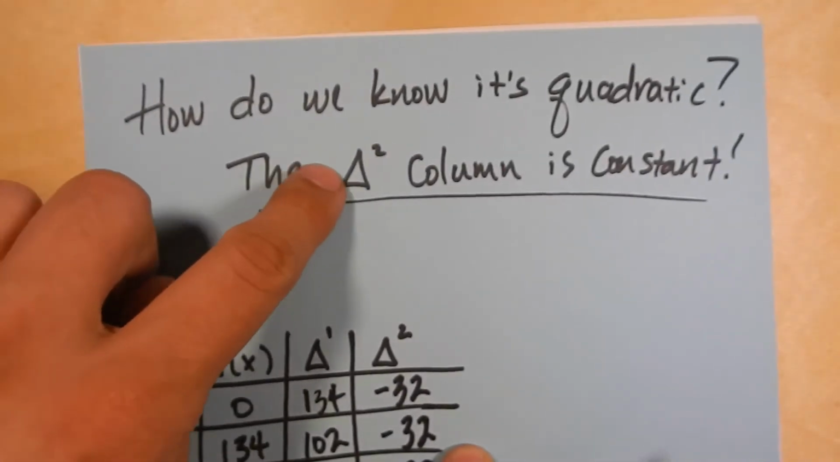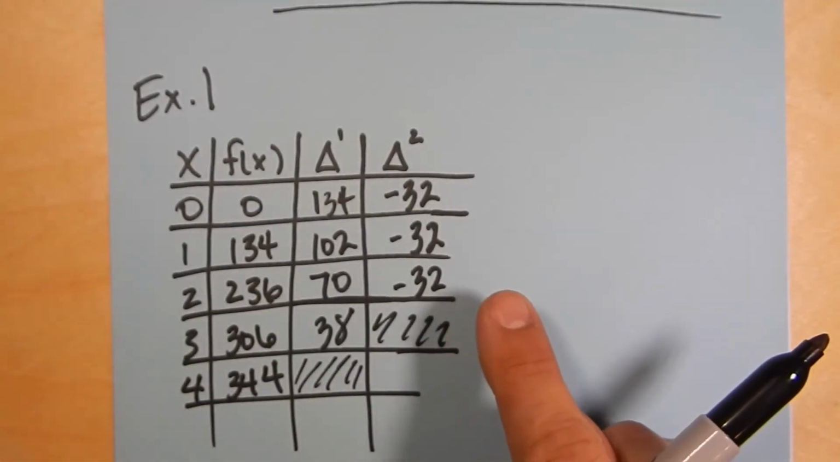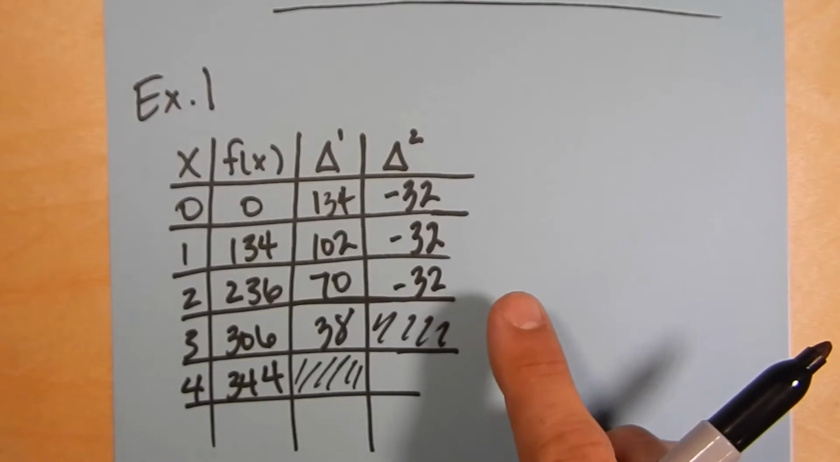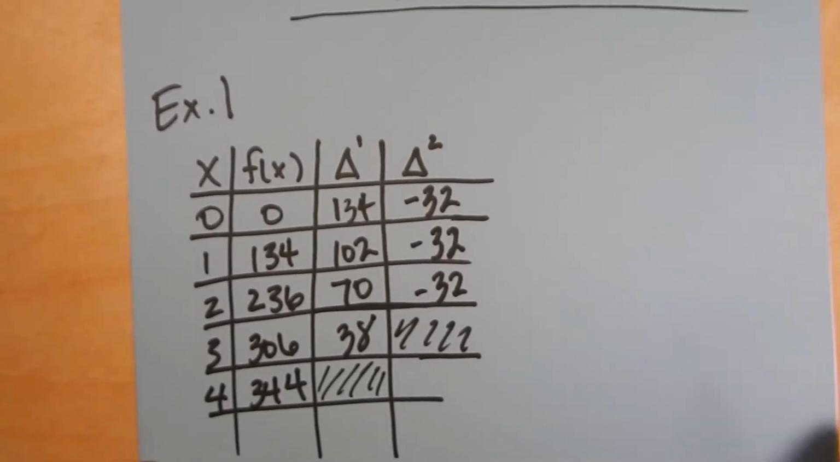So this column here is constant. So now we know that what we're dealing with is a quadratic. So that's the first step in these problems, because not everything that they'll throw at you is necessarily quadratic. So sometimes they'll throw different things at you, and you kind of have to figure out what you're working with.